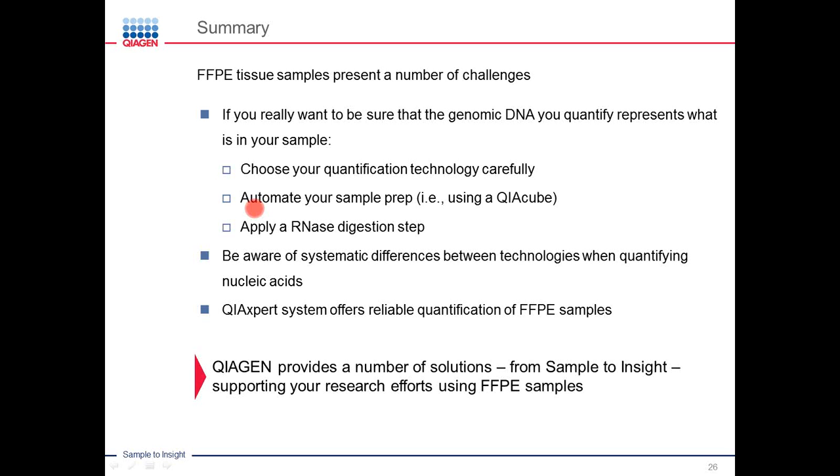What we also feel we can see in this study is that the QIAGEN system really offers nice and reliable quantification of FFPE samples and is a good alternative to the Qubit system that a lot of you may use today. So overall, QIAGEN provides a number of solutions from sample to insight, supporting your research efforts using FFPE samples.